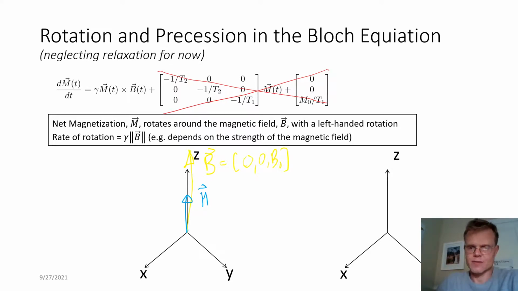Whereas if we are able to tip M away from the z-axis, and we still have our magnetic field pointed along the z-axis, then we'll get some rotation of the net magnetization around the z-axis here. Okay, we're going to be dealing more and more with this type of visualization of the magnetic field and net magnetization vectors. Just an introduction to this in this lecture.